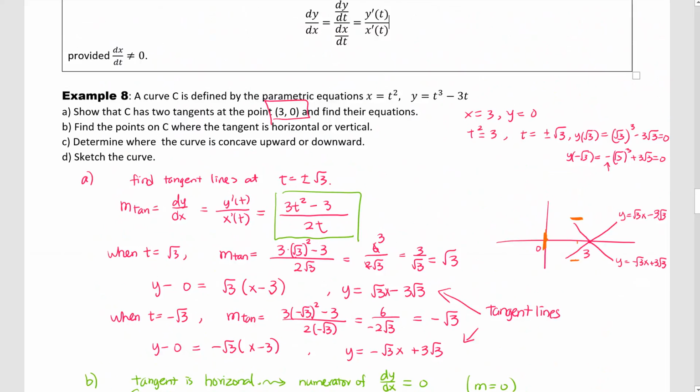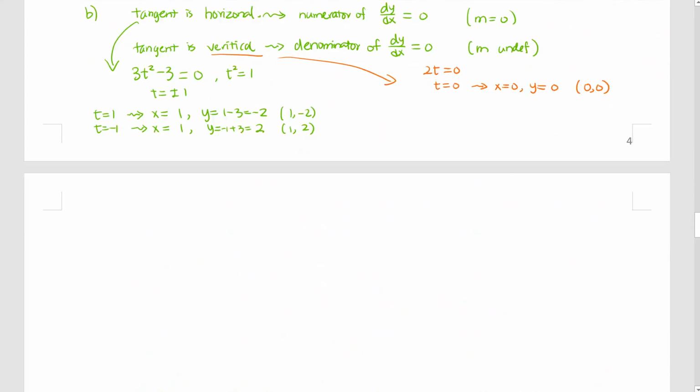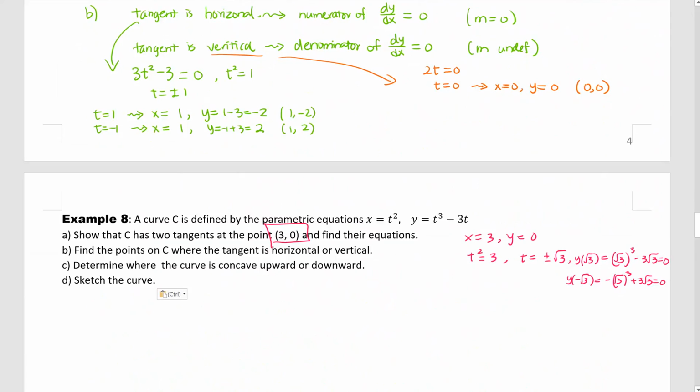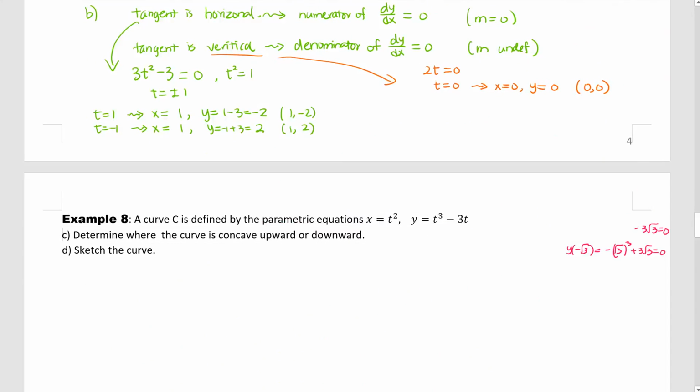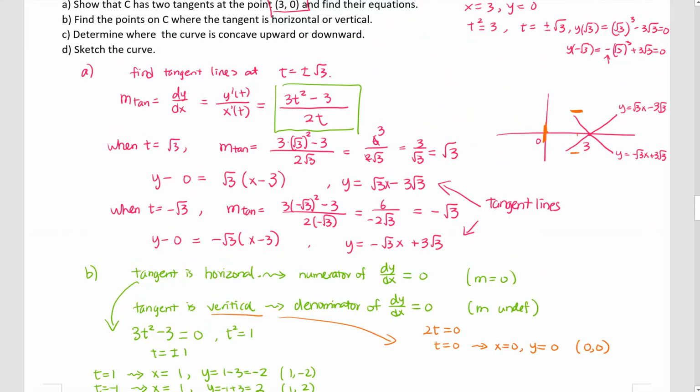Let me copy the problems here again, so I don't need to flip back and forth. Okay, so we already did part A and B. And don't forget that this is our derivative.